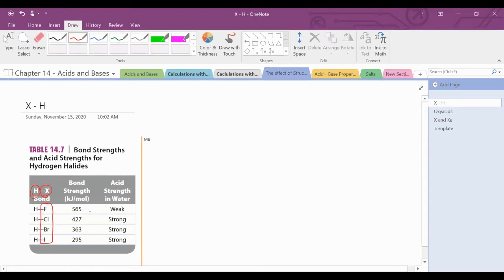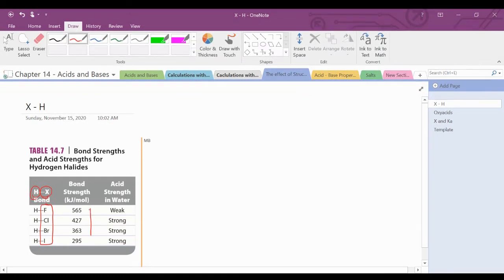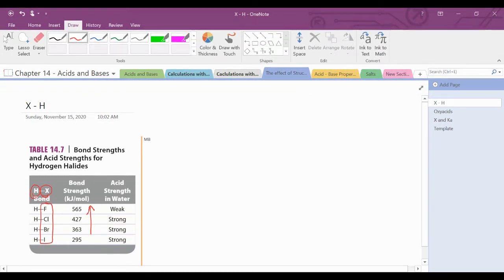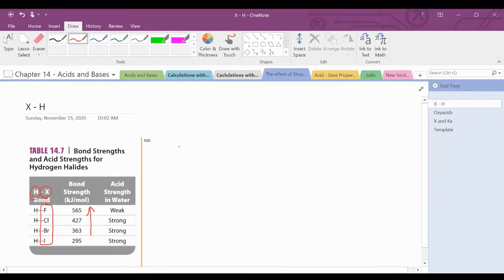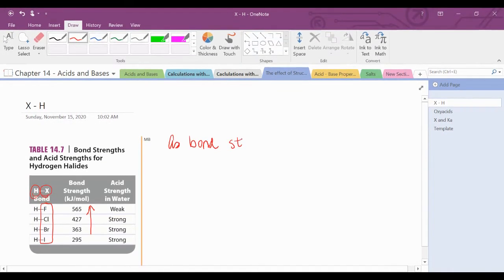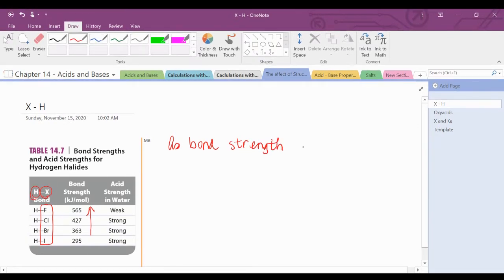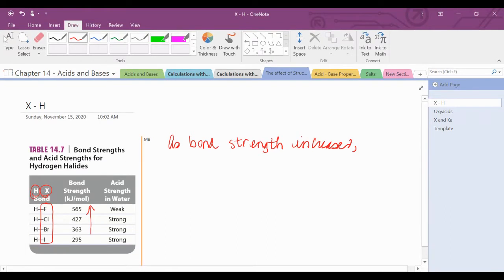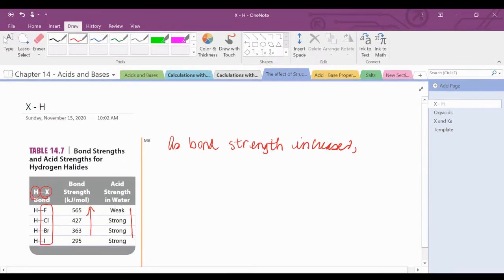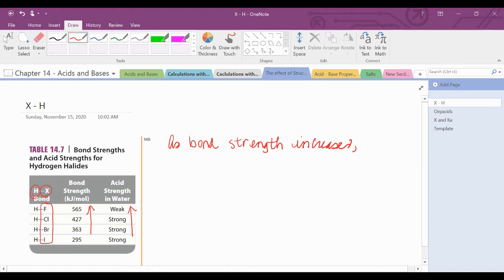And if we look at this, we can talk about what happens as bond strength increases. And we can see as bond strength increases, you have a weaker acid.